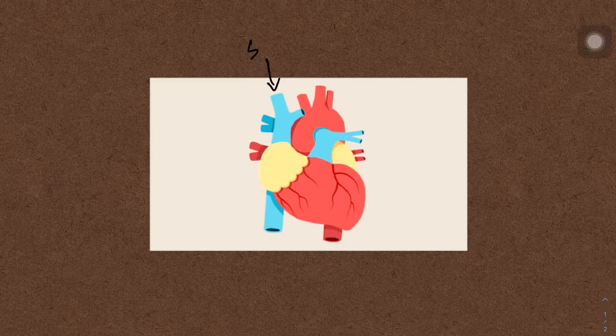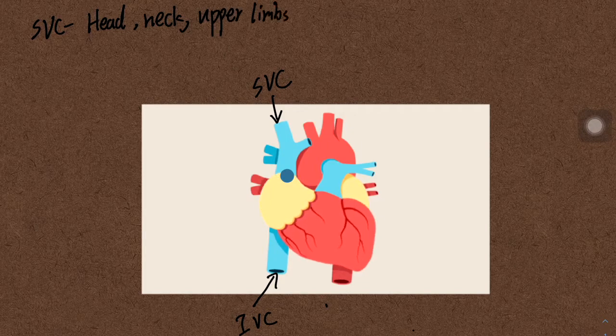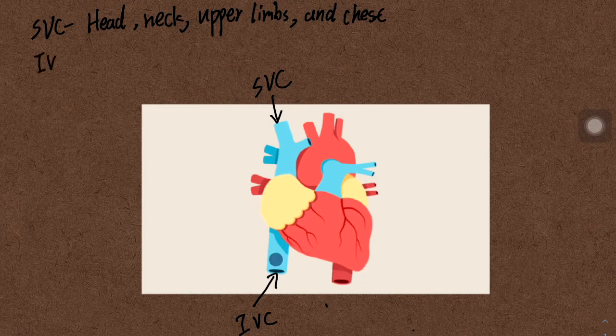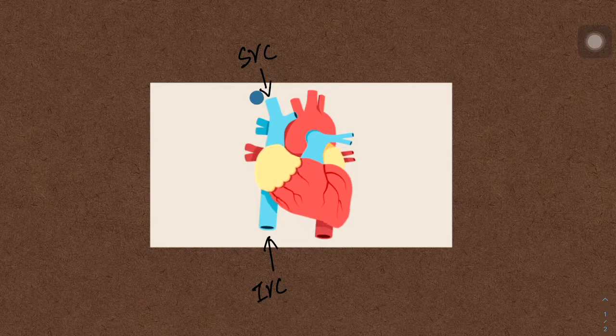So there are two places to enter the heart, a superior vena cava and an inferior vena cava. Superior vena cava receives blood from the head, neck, upper limbs, and the chest, whereas inferior vena cava receives blood from the trunk, viscera, and lower limbs. Since I came from the arm, I will enter the heart through the superior vena cava.